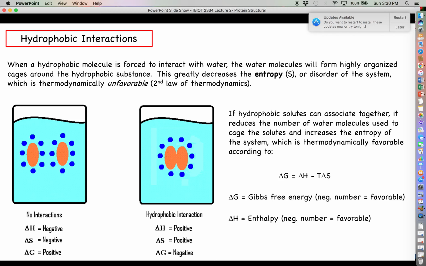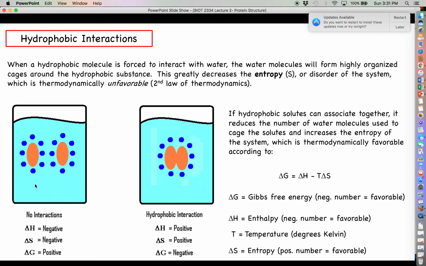Delta H is called the enthalpy. So this is a little bit more complicated, but essentially enthalpy is just heat energy of the system. Again, we want this to be a negative number. So enthalpy isn't really that relevant here, but it's a part of the equation, so we want to go ahead and define it. T is the temperature in degrees Kelvin, so that's pretty self-explanatory. And then delta S is the change in entropy. We want this to be a positive number, so the more entropy and the more disorder, the more favorable the interaction is going to be.